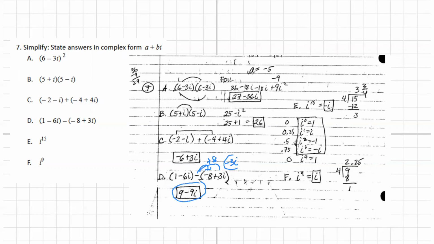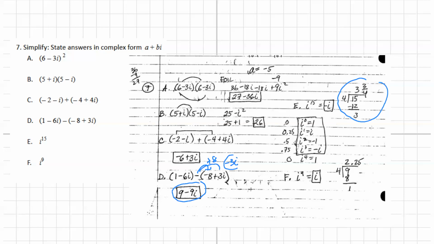For part E, i to the 15th, this is where I want to see some work. Some people just gave me, oh, the answer is -i. Well, you need to have some work. You need to at least do this. 15 divided by 4 is 3 3/4. Then you should have the cycle of i to the 0 to i to the 4th. i to the 0 equals 1. i to the first equals i, i to the second equals -1, i to the third equals -i, and then when I do i to the 4th, I get 1 again, so that tells me the cycle starts all over from here.